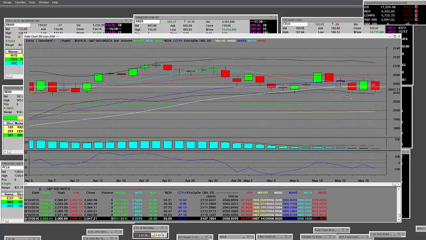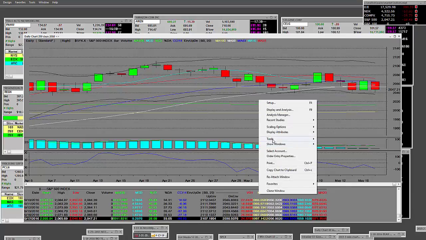So if we break below 2043, these markets are going to sell down, and it would be another rapid daily sell that would happen in the market. So basically, when we take a look at the daily, let's just take a look and see what we did right here.